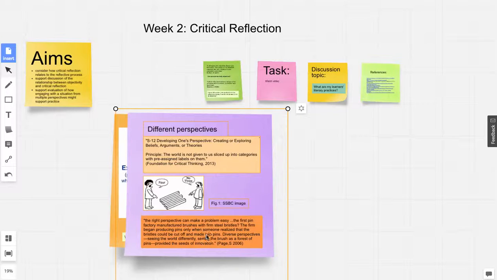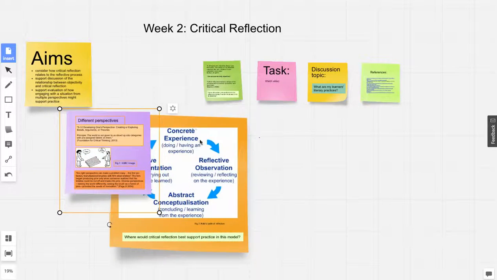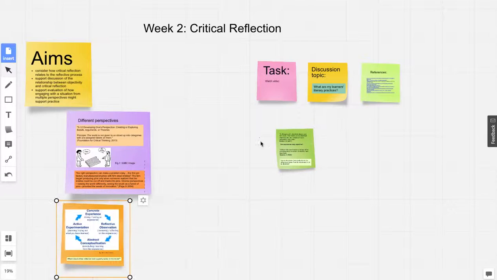And I quite like this example too, about the first pin factory, which manufactured brushes with firm steel bristles. They only started to produce pins when somebody realised that the bristles could be cut off and made into pins. The brush was seen as a forest of pins. It provided the seeds of all innovation. So looking at something from different perspectives could completely change the way we look at a situation. And it doesn't necessarily mean that somebody is right or somebody is wrong. It's just a slightly different way of evaluating something. And the more ways we can look at something, the more ways that we can evaluate a situation, the more we will know and understand the wider context of that situation. And that's actually quite exciting, I think.